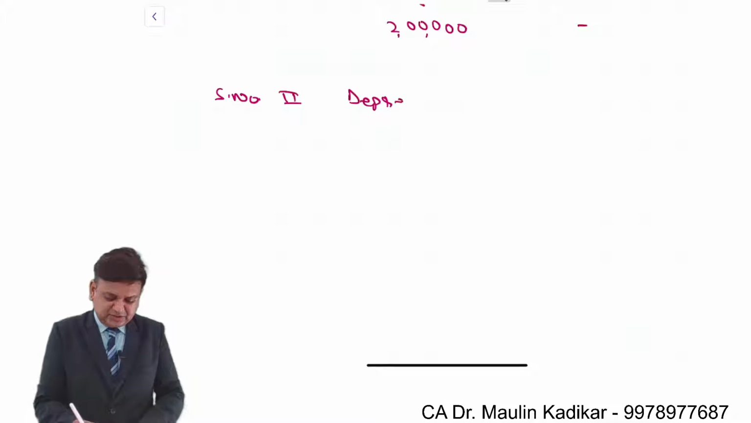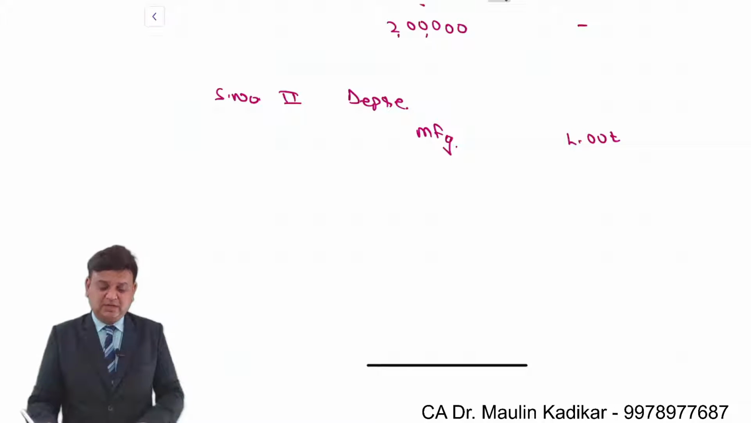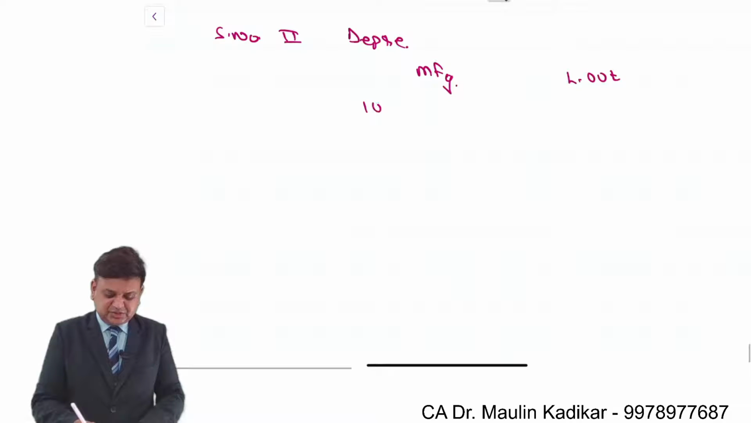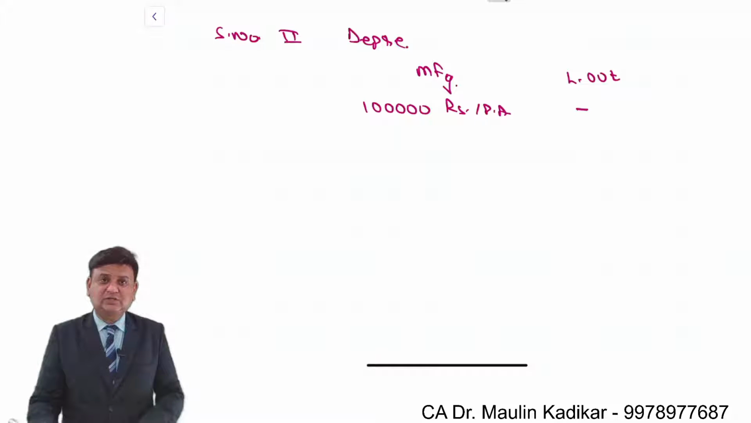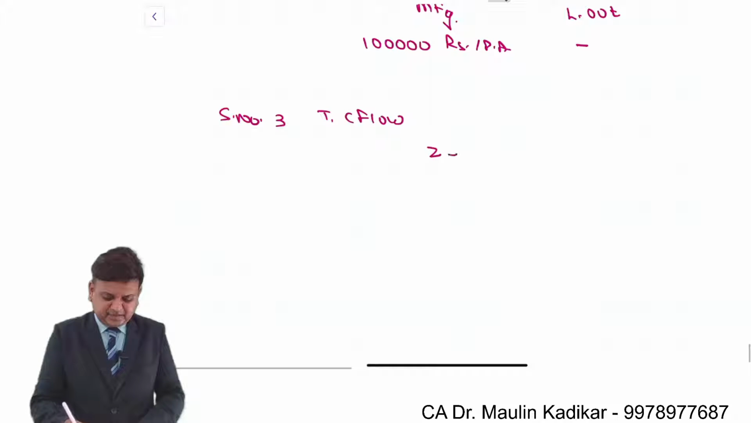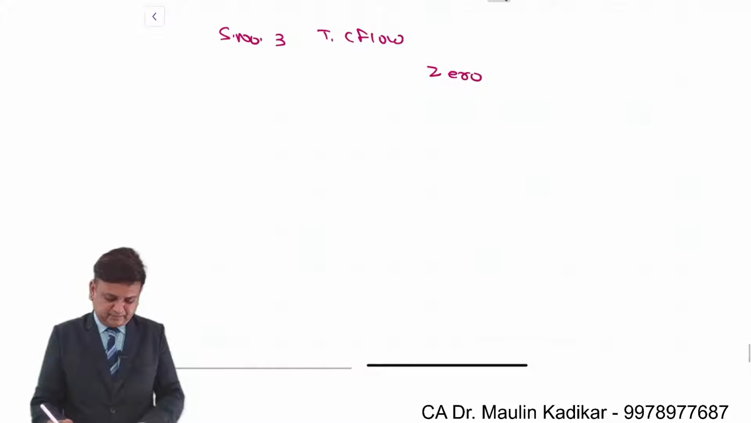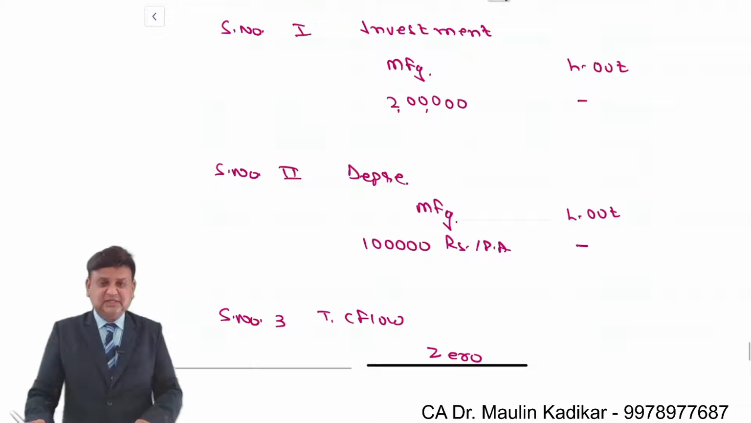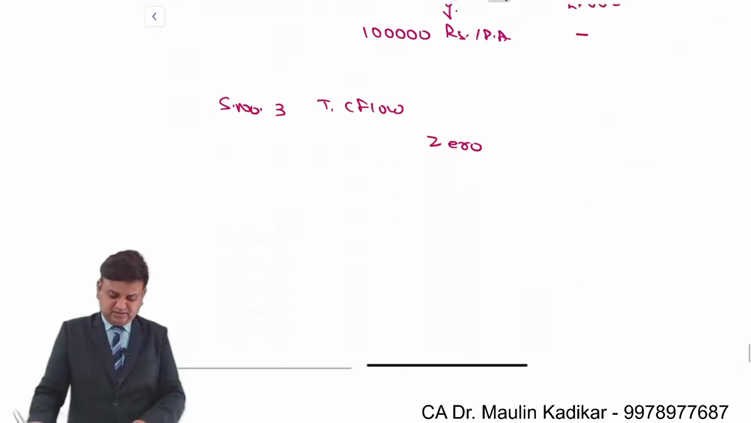Step number 2, depreciation. Manufacturing and let out. In case of the manufacturing, the depreciation is 1 lakh rupee per annum. In case of let out, it is 0. Step number 3, terminal cash flow. It is 0. In a way that the first 3 steps are once again very simple.